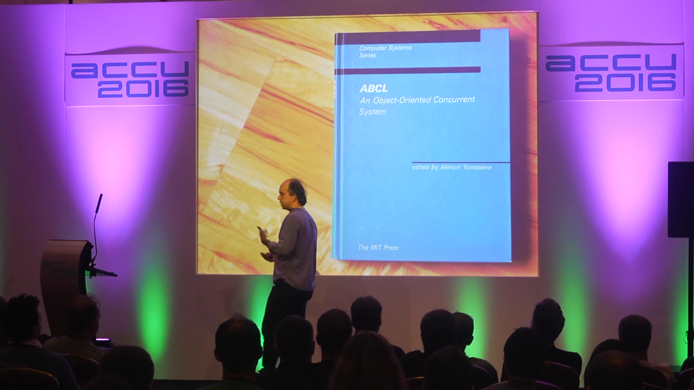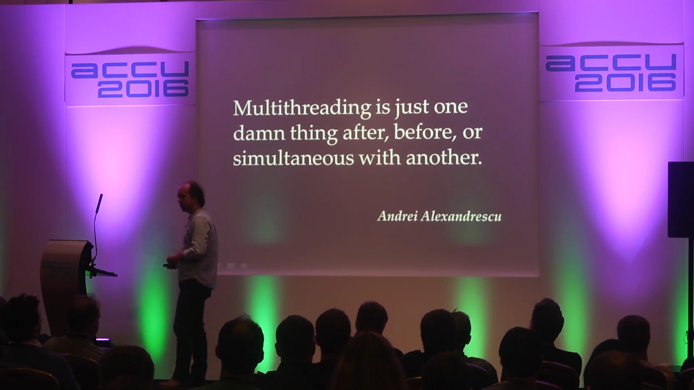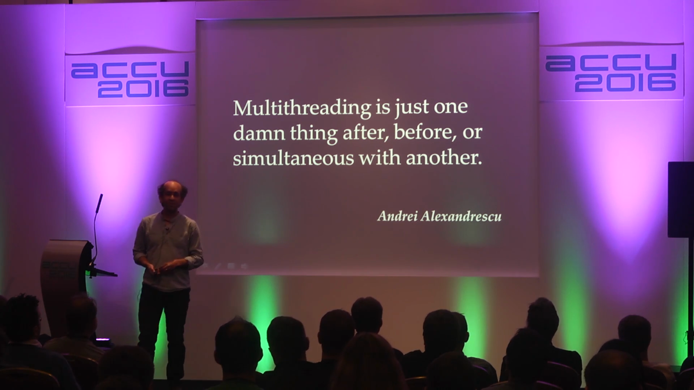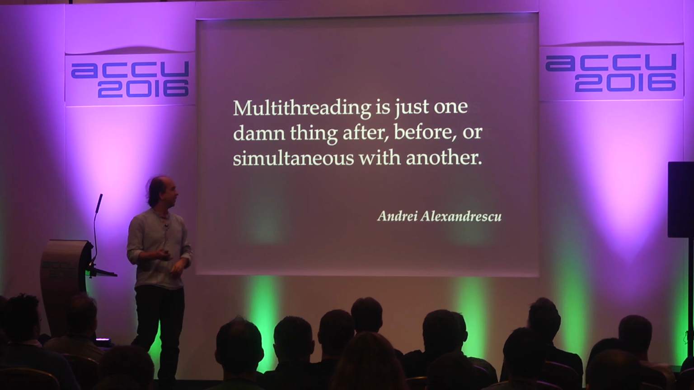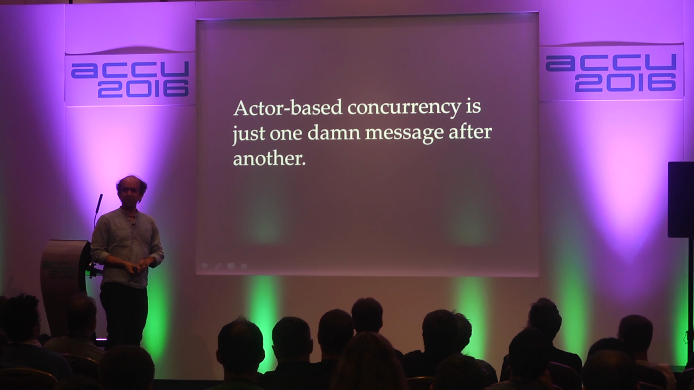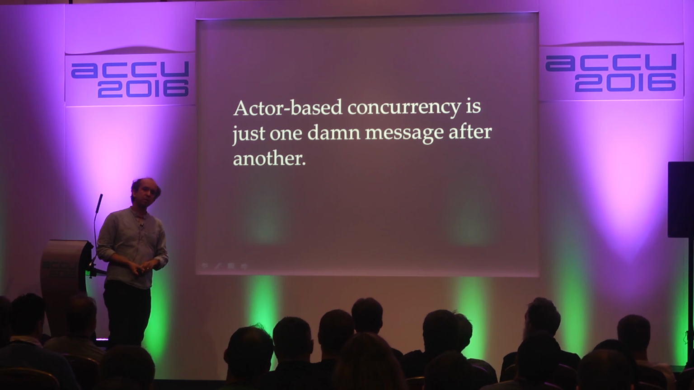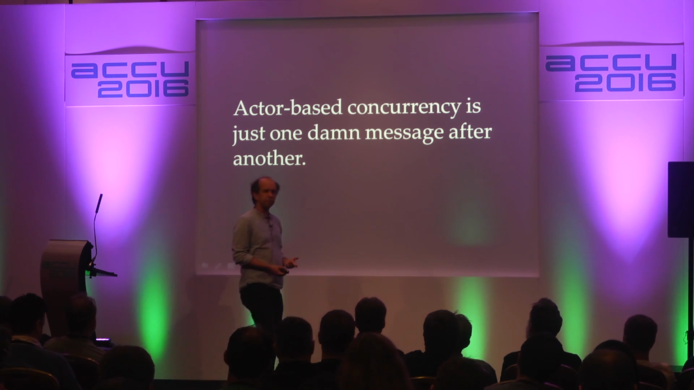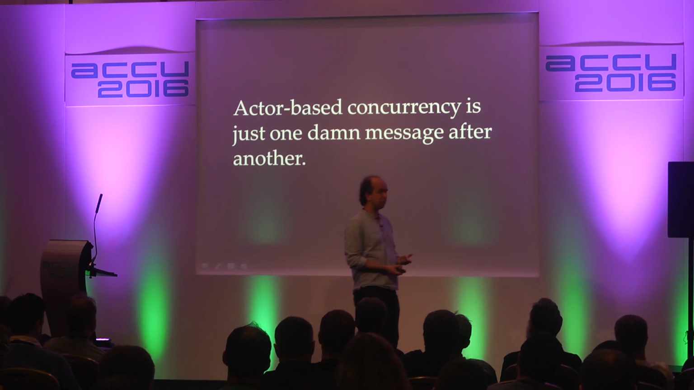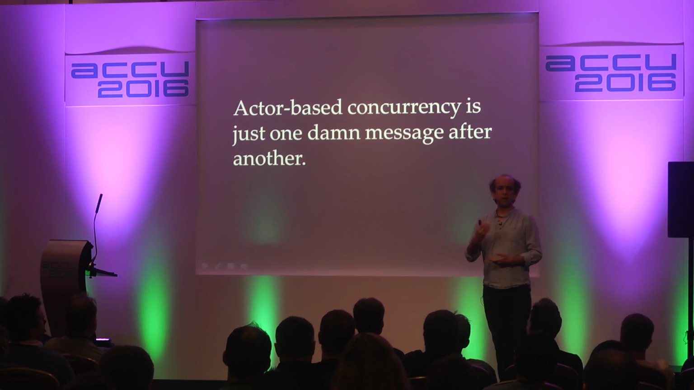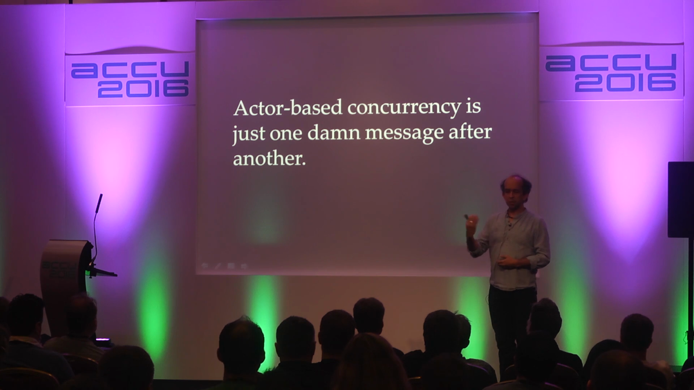Perhaps the best way of understanding it is I'll borrow a quote from Andrew Hunt: multi-threading is just one damn thing after, before, or simultaneous with another. It's brilliant. Captures it perfectly. Actor-based concurrency is just one damn message after another. That's it. You have localized sequential reasoning. When you are within an actor, it's a kind of object, but actually it's also a kind of function. It's kind of both. What you're doing is simply responding to requests. You receive them, you respond to them. That's it. You don't perceive other threads.